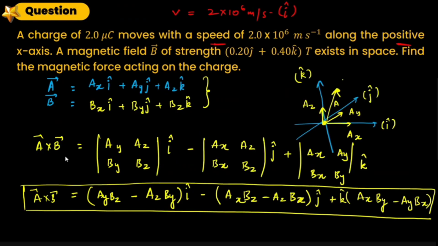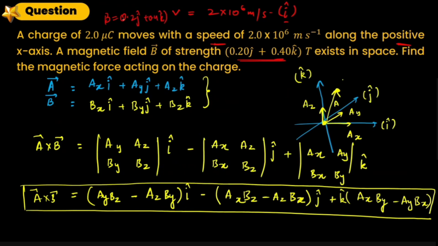So let's get back to the topic. Here we have to see that whatever we have been given must have some direction. Just like this velocity, which is along the positive x-axis, must be represented by i cap, whereas the field is given by 0.2 j cap plus 0.4 k cap.